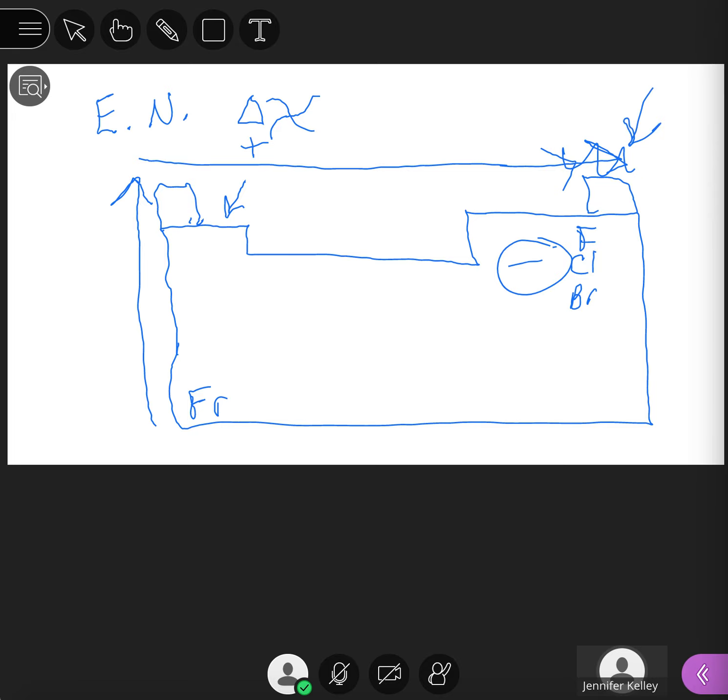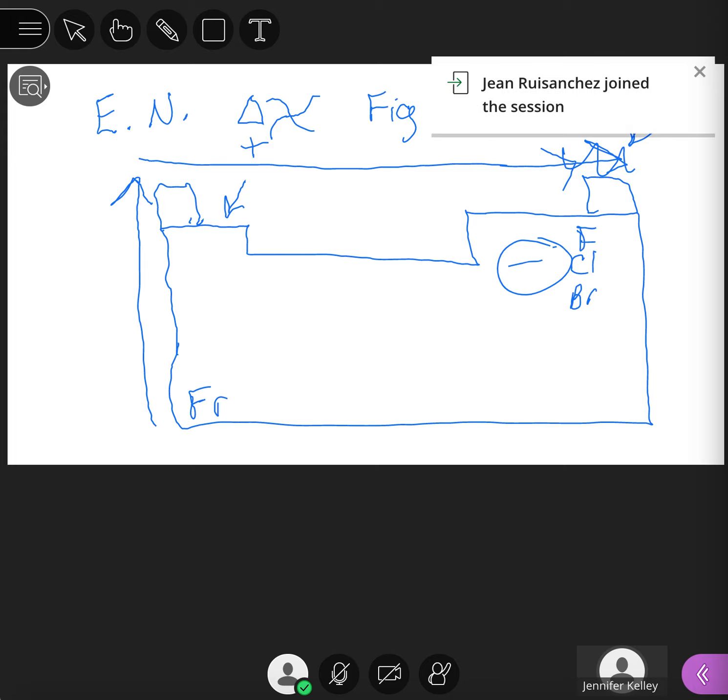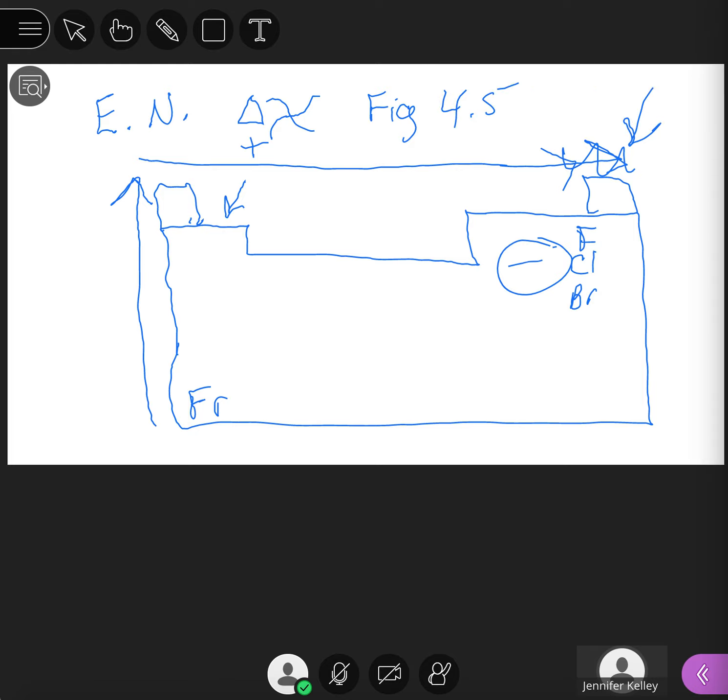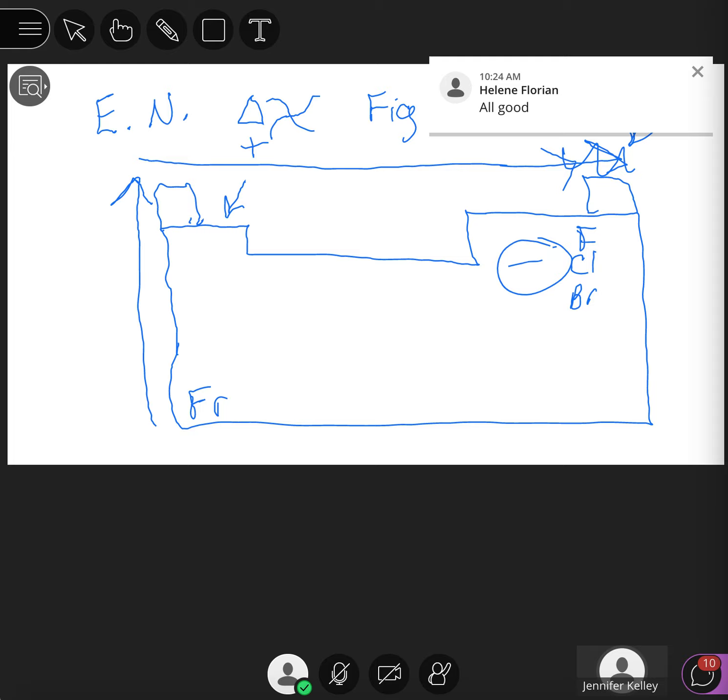All right. So there's a figure, figure 4.5 in the textbook, and you'll need this as you go through the homework. There is a question on the electronegativity difference and how to rate something, whether it's nonpolar covalent, polar covalent, or ionic. There's also one that's called purely covalent.